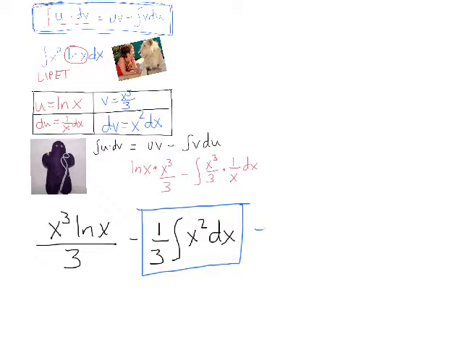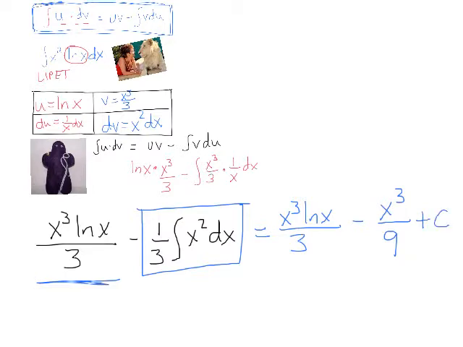So this whole thing, including the first term, will simplify to x to the third ln of x over 3 minus x to the third over 9. And remember, the 9 comes from the x to the third over 3, when we integrate that, times 1/3. So there's our 1/9. And of course, because it's an indefinite integral, we don't want to forget the plus c at the end. So this is our final answer.